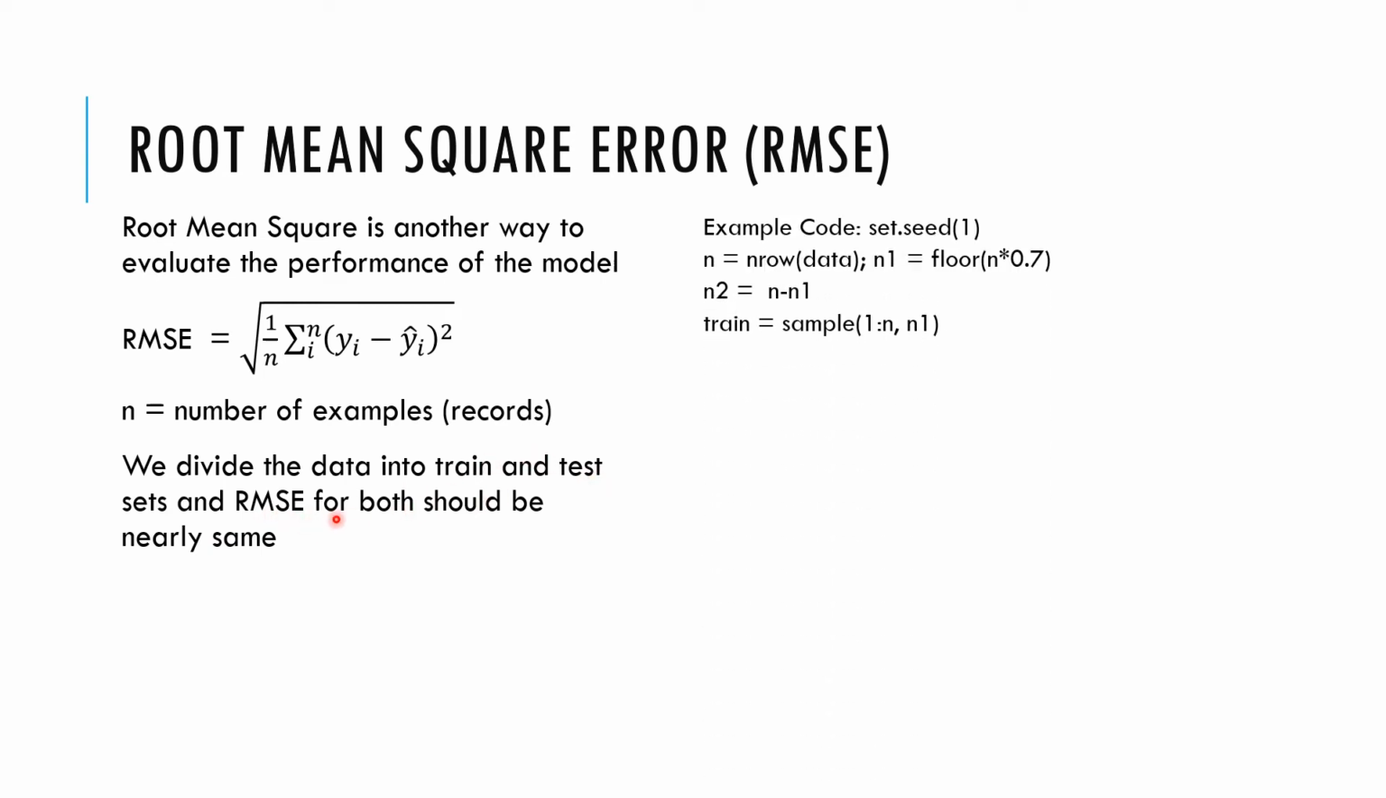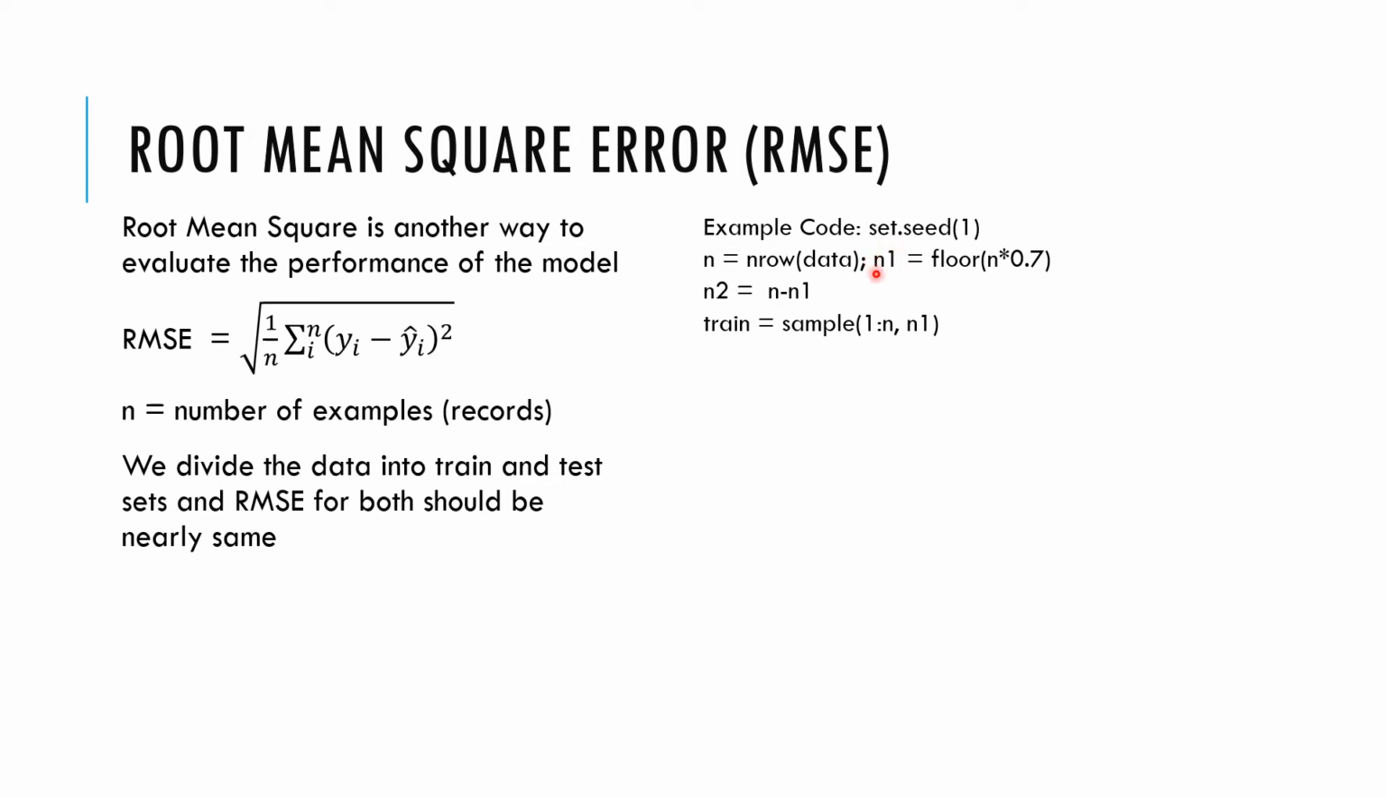If they are nearly the same, then the model is performing well. So we'll look at one code example here. set.seed, to get the reproducibility. I'll explain the code one by one. n is basically the number of rows in the data, so we use the nrow function.